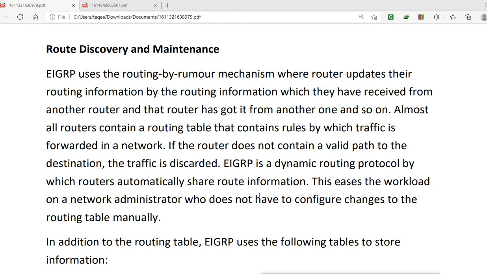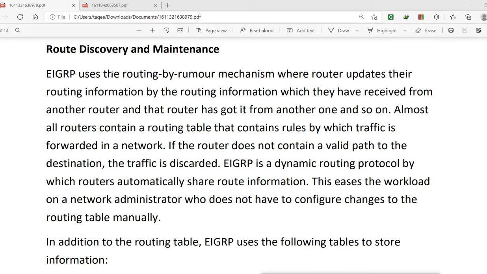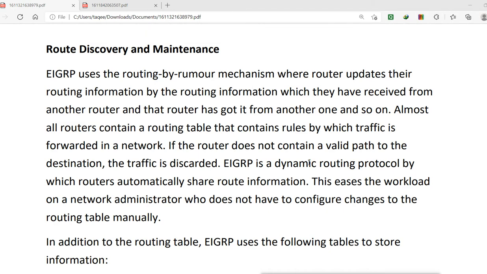Route discovery and maintenance in EIGRP. Now, EIGRP uses the routing by rumors mechanism, where a router updates its routing information with the routing information it has received from another router, and that router has got it from another one, and so on. So router information is coming from the neighboring router.